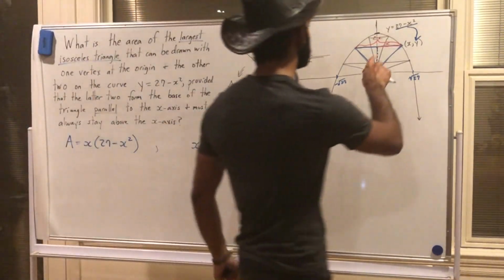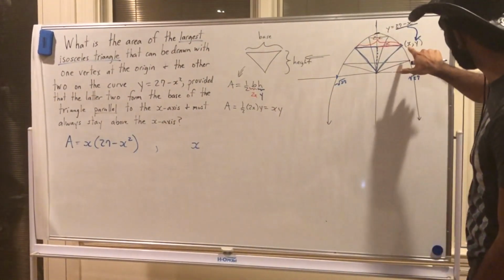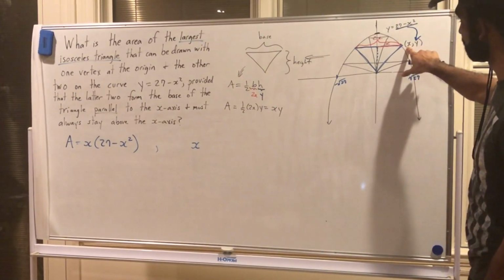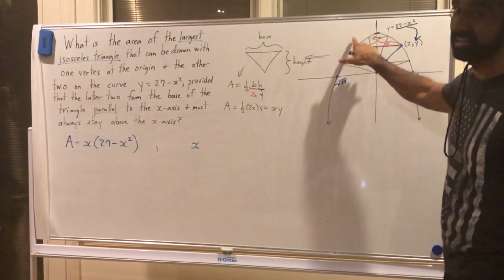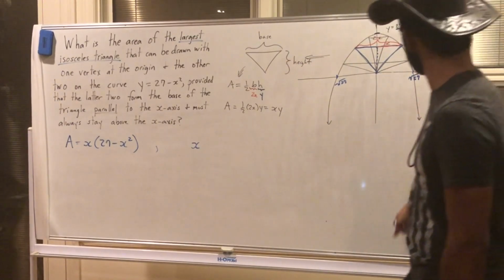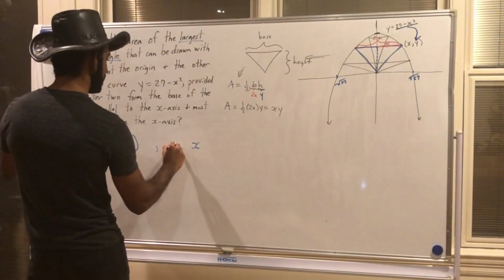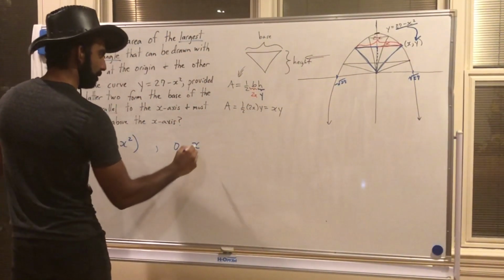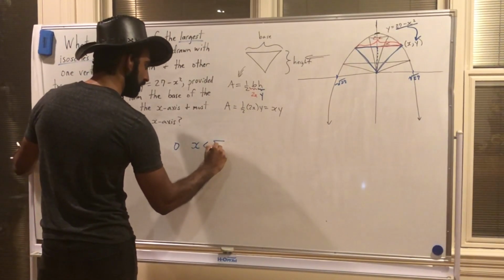Because I've chosen x to be the x coordinate in which quadrant? The first quadrant. Otherwise, it'll be negative. So x just has to be from 0 to positive square root of 27. It can't be equal to root 27.